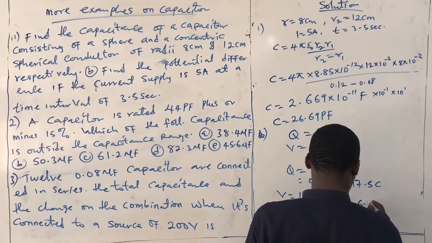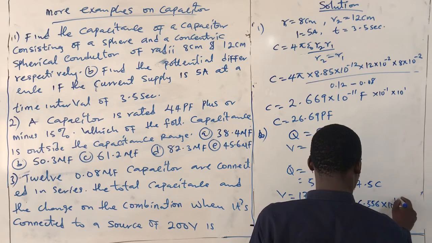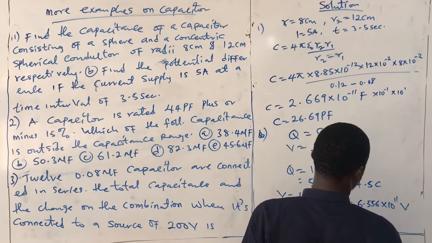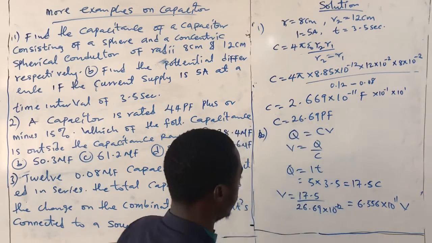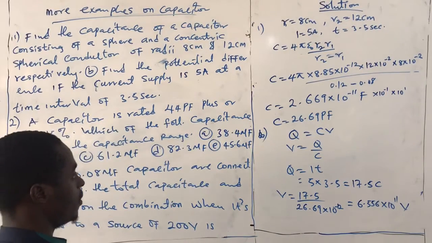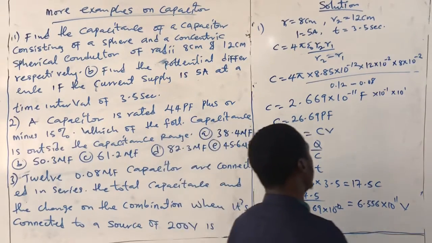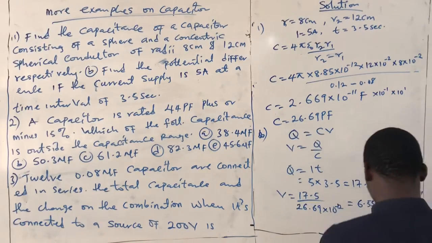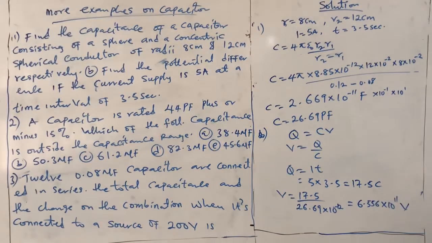Then we are going to have 6.556 times 10 raised to power 11 volts. Then we have high voltage. We have high voltage across this. Okay. So this is the solution, a simple solution to this problem.